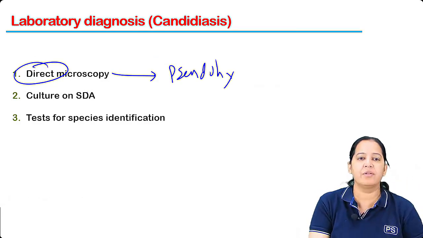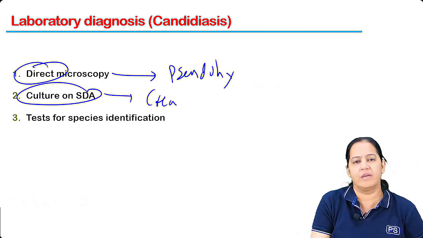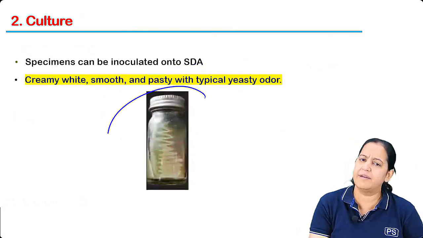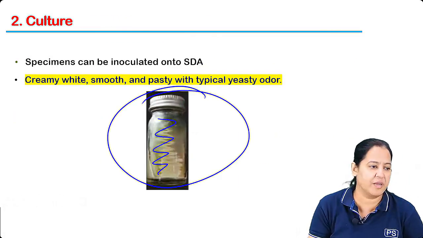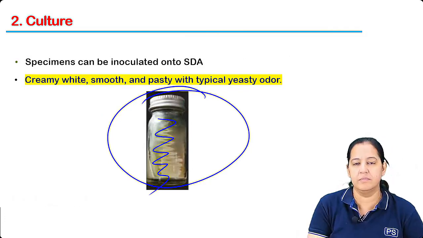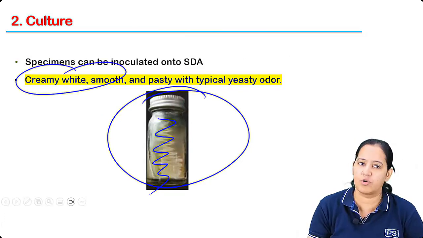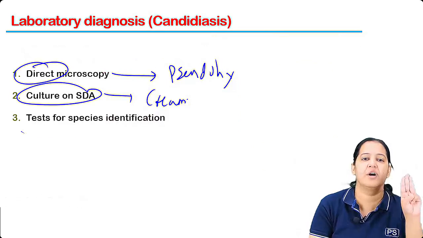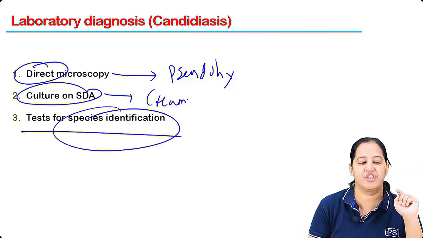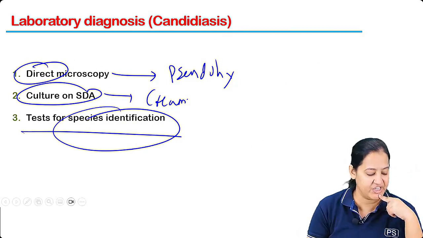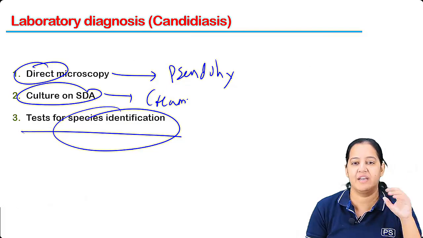Coming to culture on SDA, it has cream colonies. Nothing important, it will not come. You can appreciate the cream-colored colonies; cream white smooth colonies on SDA. And the last, the third one, tests for species identification. What do you mean by tests for species identification?